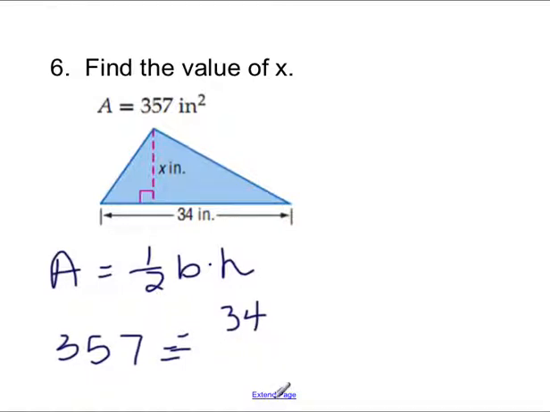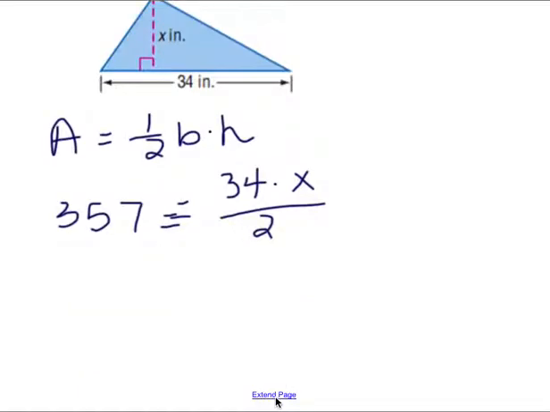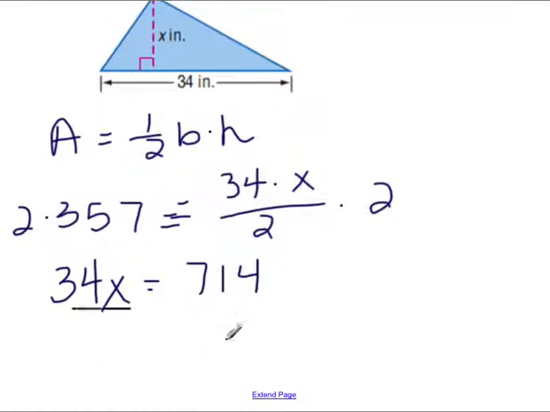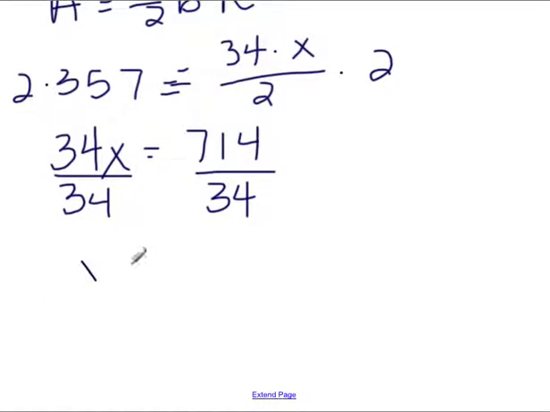Now remember, when the entirety of something is being divided by 2, to get that 2 over to the other side, we need to multiply both sides by 2. So that's what I'm going to do here. I'm going to multiply both sides by 2. Then I get 34x is equal to 2 times 357, which is 714. So 34x is equal to 714. Then we're going to divide both sides by 34, and you end up getting that x is equal to 21. So the height is equal to 21. So x is equal to 21, and our label is inches.